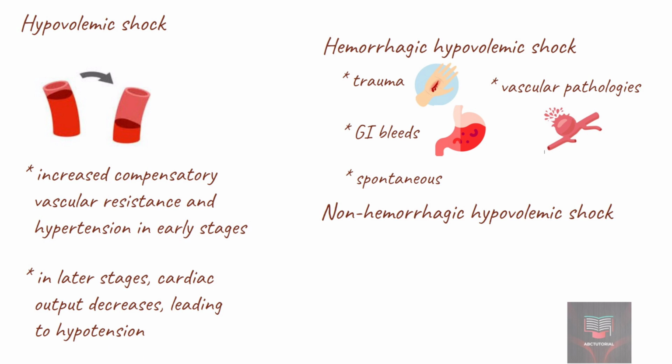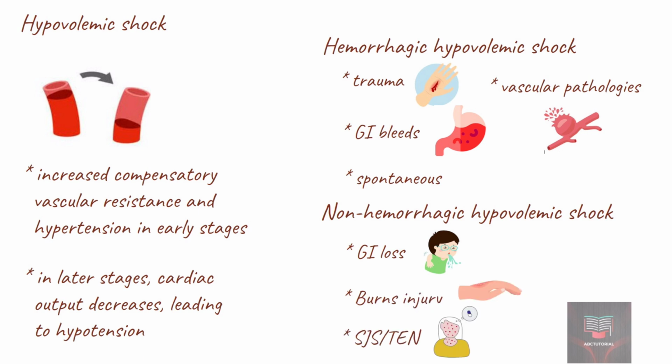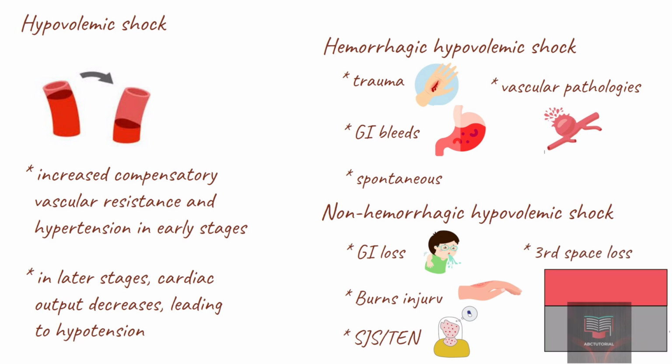Common causes of non-hemorrhagic hypovolemic shock include gastrointestinal losses such as massive vomiting and diarrhea, skin losses such as in burns, Stevens-Johnson syndrome and toxic epidermal necrolysis, and interspace loss in which there is abnormal accumulation of fluid in body tissues rather than in the intravascular space, mostly in the interstitial compartment, such as in pancreatitis, liver cirrhosis, and intestinal obstruction.